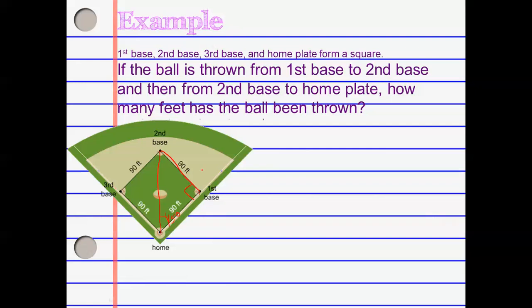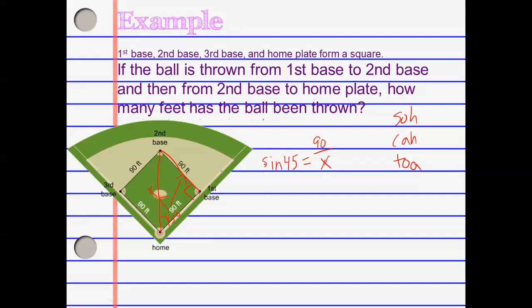Okay, so the first thing, before we can add and figure out how many total feet the baseball has been thrown, we need to find the length of the hypotenuse. So again, remember SOHCAHTOA. So here, if we take the sine of 45, sine 45 is opposite, so that's 90, over the hypotenuse, which is x. That's what we want to figure out. We want to figure out what is x.